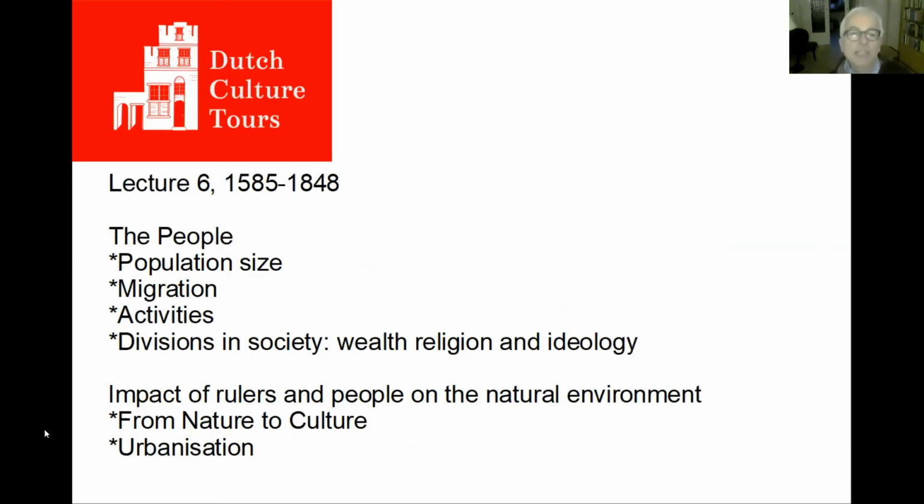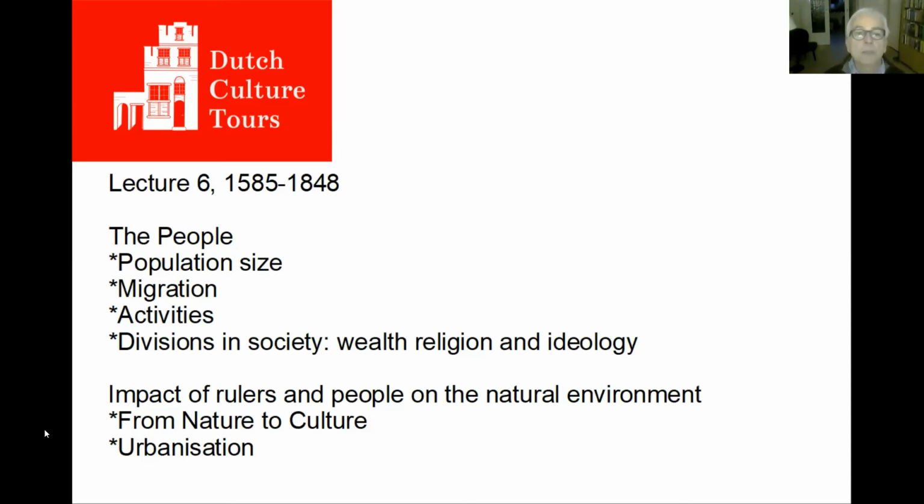The last lecture, number 6, is about the people: how many were there, where did they come from, did they stay where they lived or did they move, what did they do, and also quite important, division in society. One area was much richer than the other, but also within a certain area there were different social groups with different income. But not only money, also ideology did split Dutch society. And we'll finish lecture 6 with the impact of the rulers and the people on the natural environment, from nature to culture and urbanization. In all those lectures 3, 4, 5 and 6, there's place for questions since it's done by Zoom.